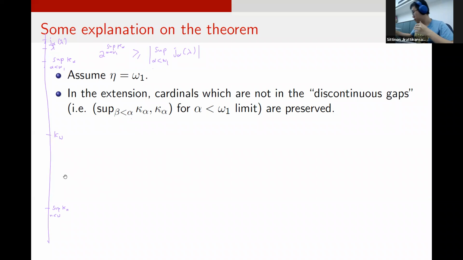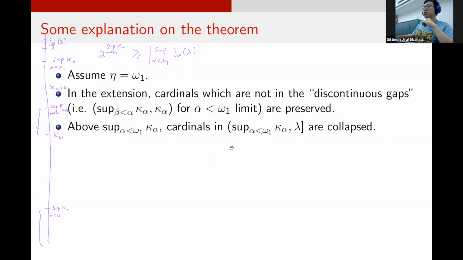And what's going on here is the cardinals which are not in the continuous gap, so something like the bottom of the line, are going to be preserved. Cardinals on the top of kappa omega are going to be preserved for a while, until I think sup of kappa omega plus n, and then there's going to be some gap between that and kappa plus omega plus omega that we are going to consider.